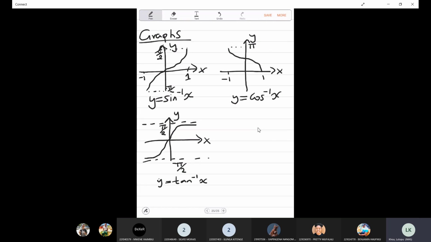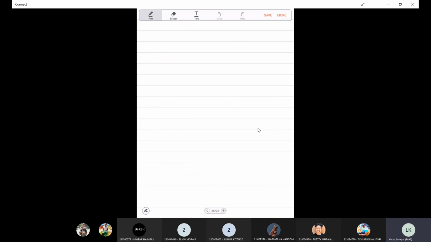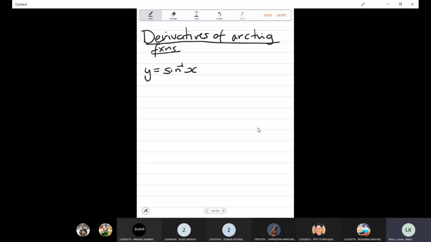Okay, then we get into the derivatives of these functions. The derivatives of our arc-trig functions. We'll start with the function y is equal to sine inverse of x.